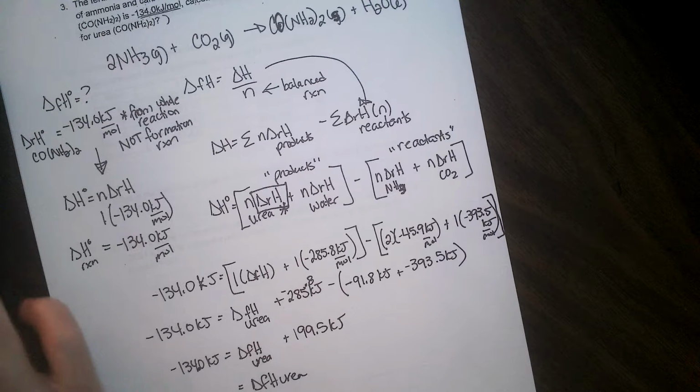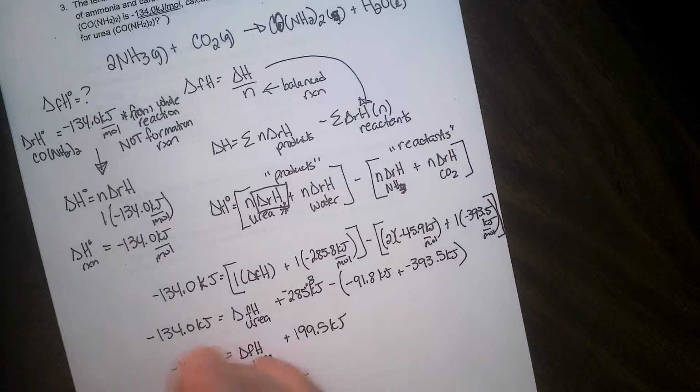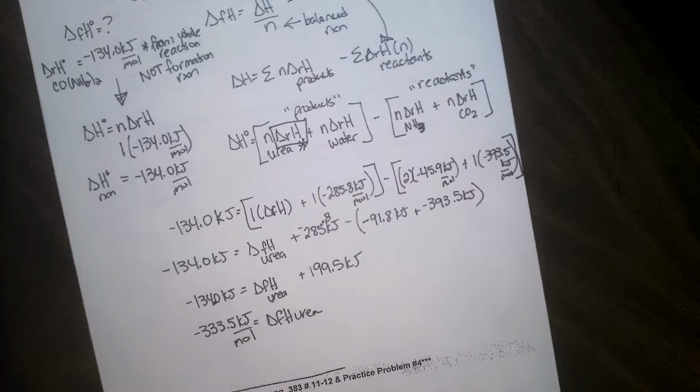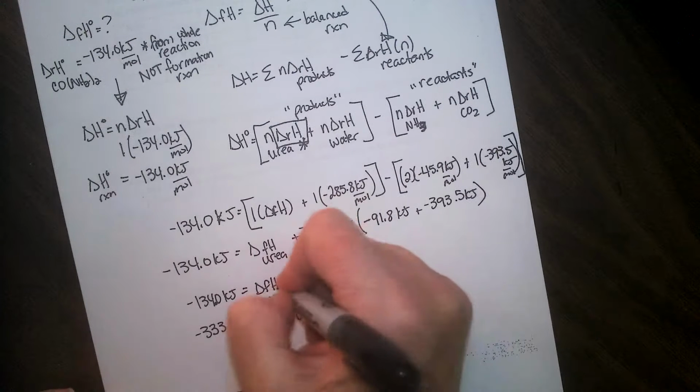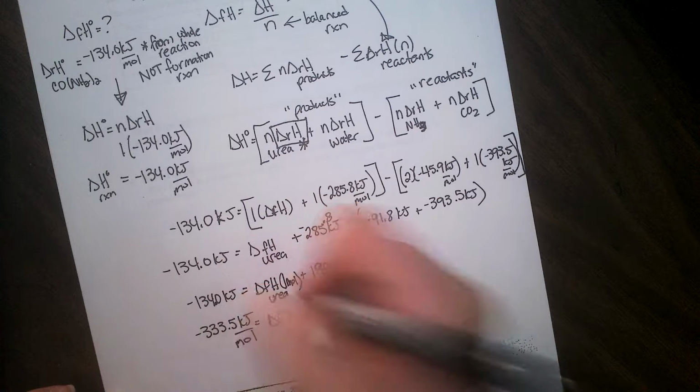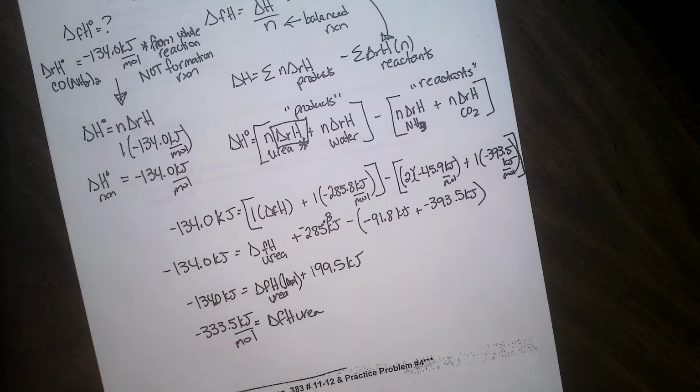I got negative. Oh, that's fine. Apparently, I don't know how to move signs over from one side to the other. Oh, and that's what I did. I didn't put the 8 for water, 0.8. So it should be 333.5.